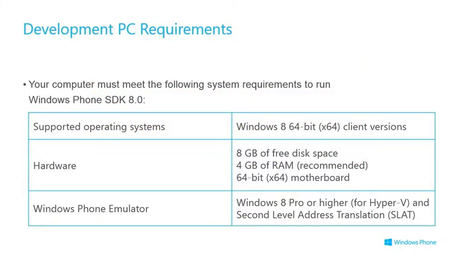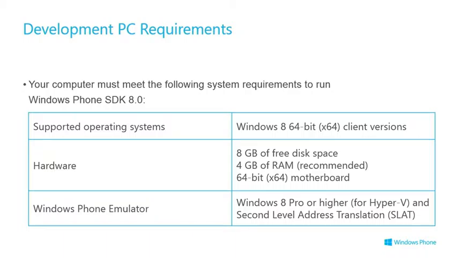So let's talk really quick, though, about PC requirements in order for you to develop apps. So currently, in order to build a Windows Phone 8 app, you need to be running a 64-bit version of Windows 8 on your machine, on your PC, on your laptop, your desktop. And then, as we talked about, you can see here the hardware specs: the 8 gig of free space, and the 4 gig of RAM to run all that memory. And then the other critical thing to talk about here is the emulator.